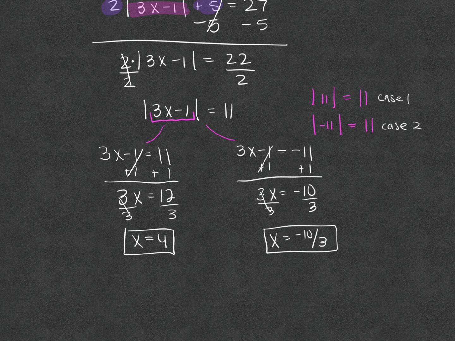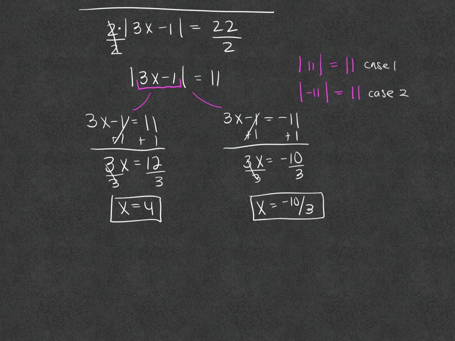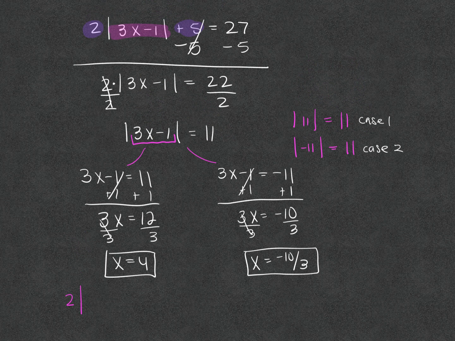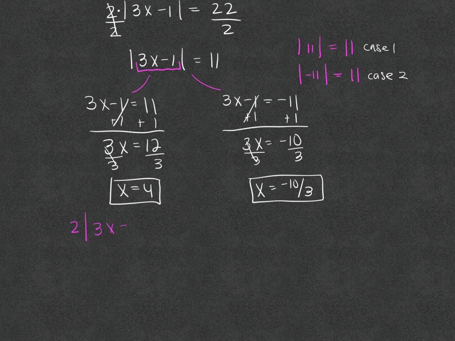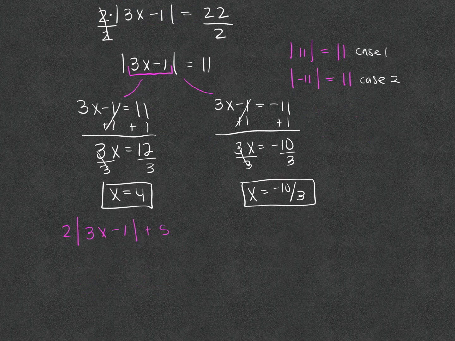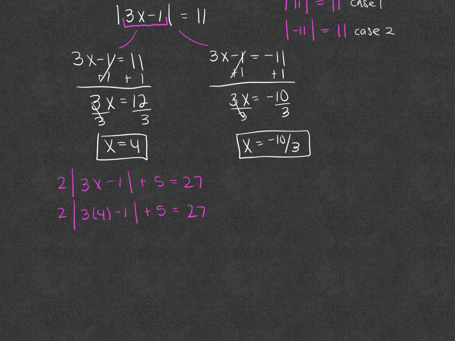Okay? Our last step, so we separated them, we solved them. We always have to go back to the beginning and plug it in to make sure that it's true. Okay? So we're going to do that. Our equation was 2 absolute value of 3x minus 1 plus 5 equals 27. Okay? So we're going to plug in 4. 3 times 4 minus 1 plus 5 equals 27.